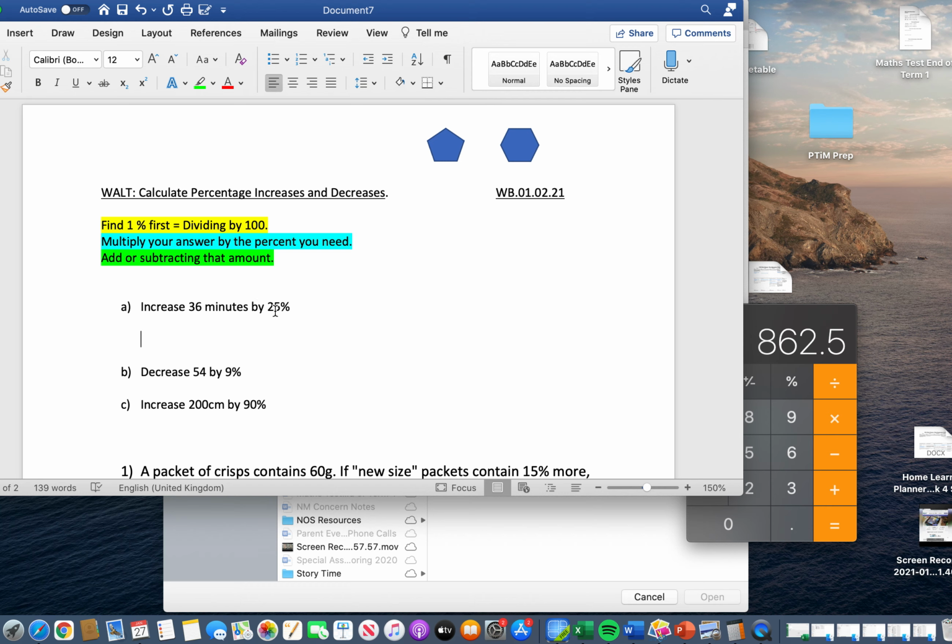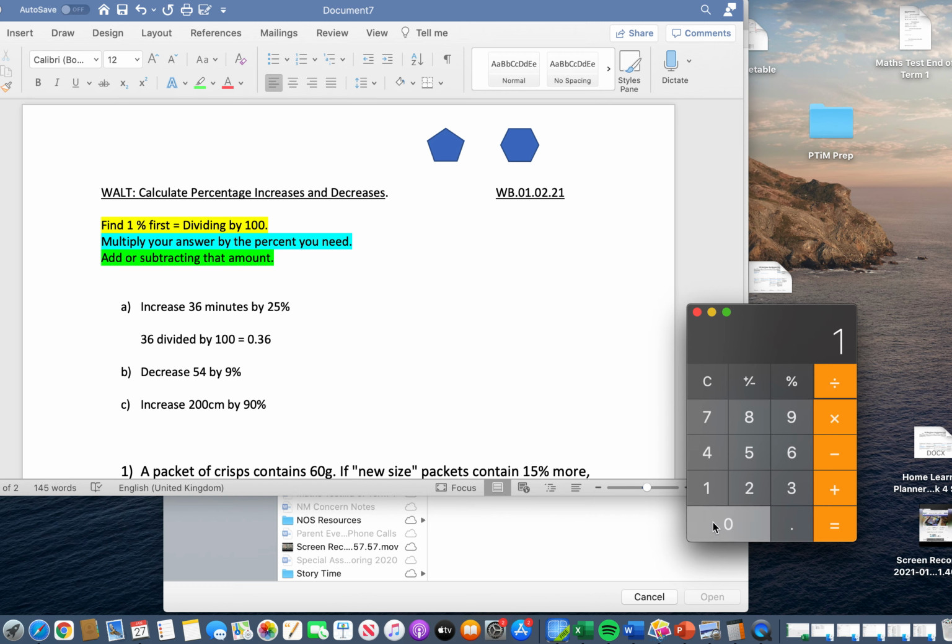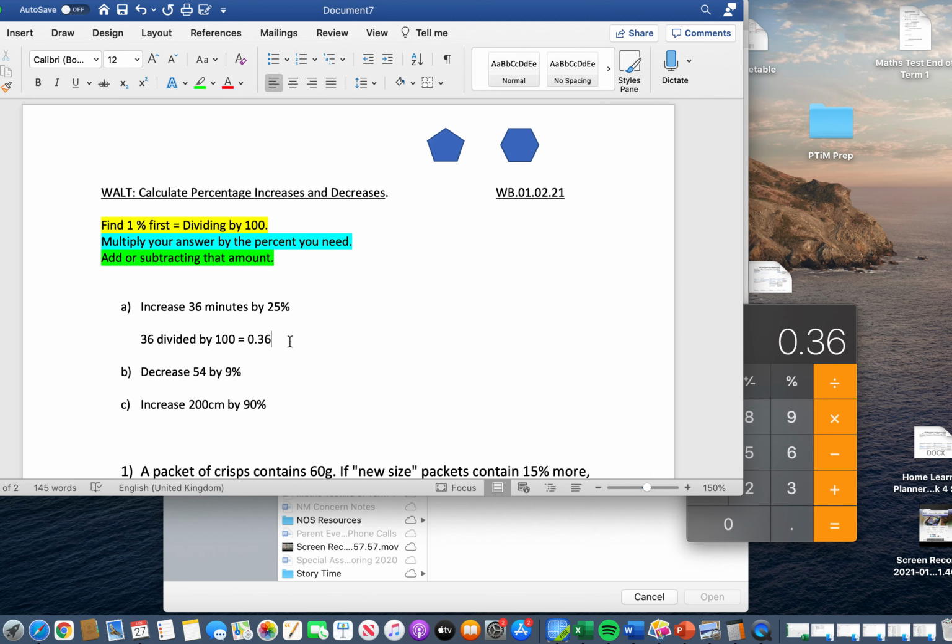So if I want to find what 25% of 36 is, I first need to find what 1% is. So 36 divided by 100. Now, as you know, your place value will move twice, 1, 2. I'm fairly confident my answer is 0.36, but let's check on our calculator. I'm going to clear my calculator. 36 divided by 100 equals 0.36. Okay, so my number that I'm working with now is 0.36.